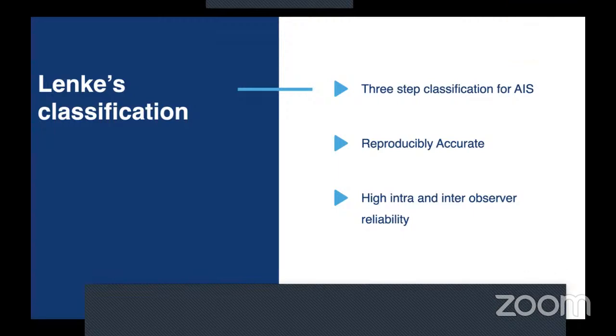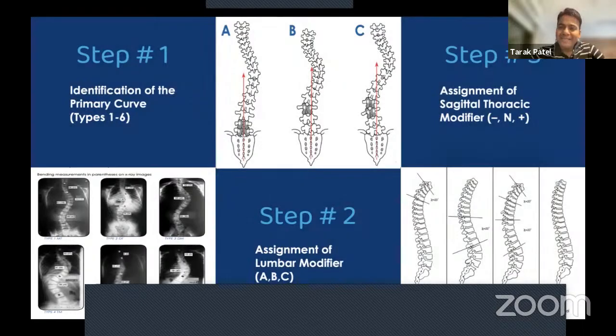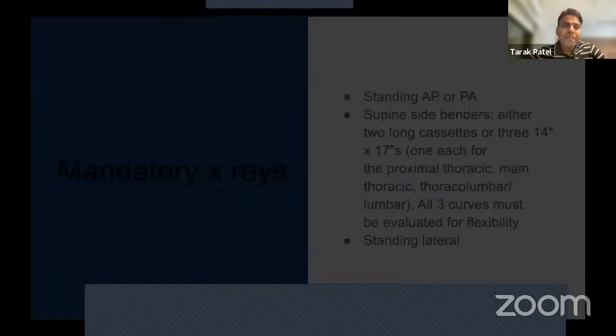Okay, go ahead. So basically, it has very good reproducibility, is accurate, and has high intra- and inter-observer reliability. There are 3 steps. In step 1, we identify the different types. There are 6 types. In step 2, we assign the lumbar modifiers, and in step 3, we assign the sagittal thoracic modifiers. So let's start understanding these 3 steps one by one.